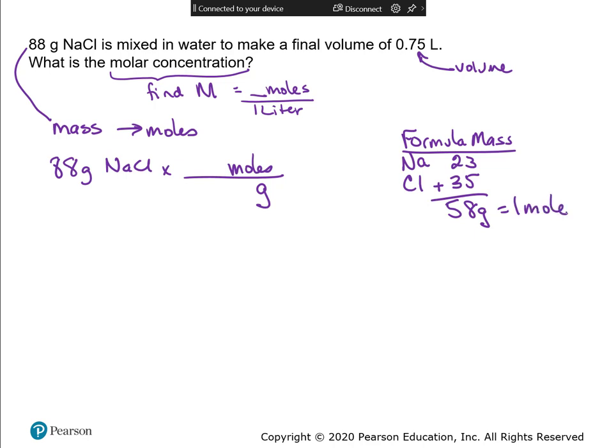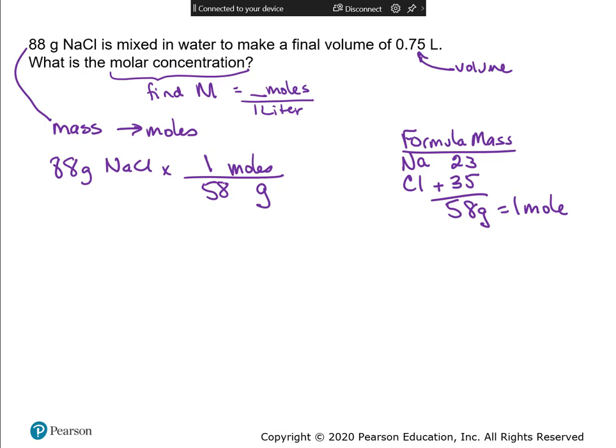The formula mass tells you how many grams in 1 mole. So I have 88 grams. So when I go to solve this, what do I put on the top? Moles gets the 1, right? Just like our formula mass says. Grams gets the 58.